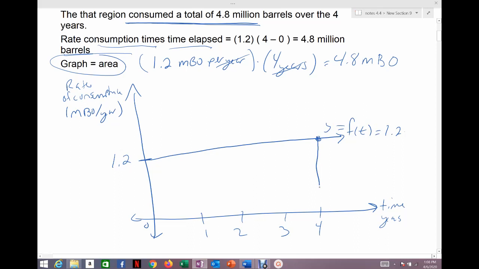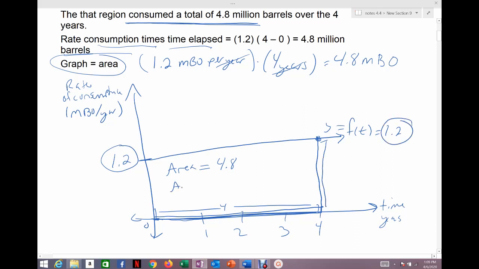Alright, 4 years is when it was, so again, this would be the rate, 1.2 million barrels per year. This would be the time, 4 years. And if I look at the area of this rectangle, it is 4.8, right? Its base is 4 units, its height is our 1.2, and so the area would be base times height, which would be 4 times 1.2, which comes out to 4.8.